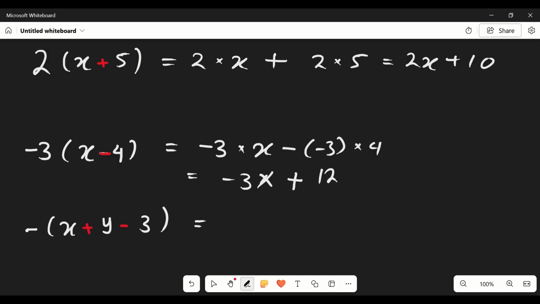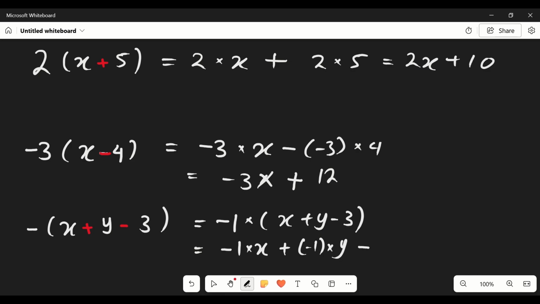Minus of x plus y minus 3. So we know that if we have a minus here and there is no number here, we can also write it this way: minus 1 times x plus y minus 3. And we can distribute again. We get minus 1 times x plus minus 1 times y minus 1 times 3.